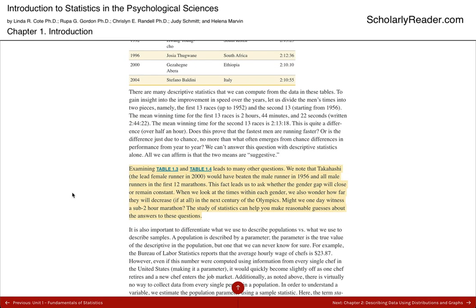Examining Table 1.3 and Table 1.4 leads to many other questions. We note that Takashi, the lead female runner in 2000, would have beaten the male runner in 1956 and all male runners in the first 12 marathons. This fact leads us to ask whether the gender gap will close or remain constant. When we look at the times within each gender, we also wonder how far they will decrease, if at all, in the next century of the Olympics. Might we one day witness a sub-2-hour marathon? The study of statistics can help you make reasonable guesses about the answers to these questions.